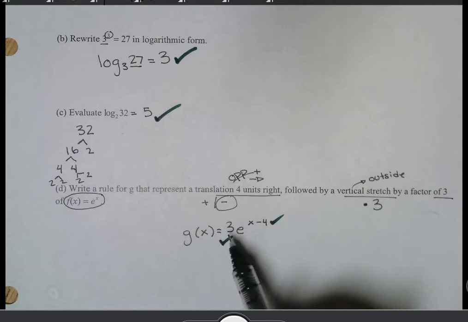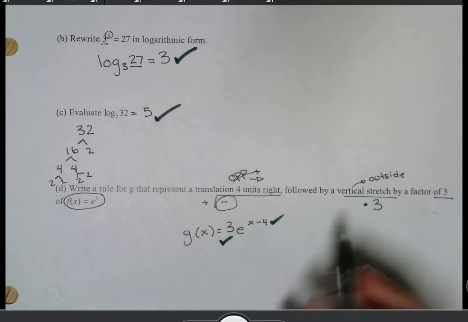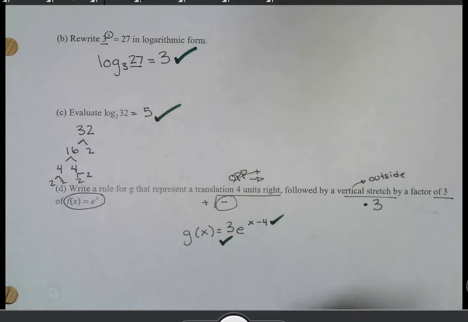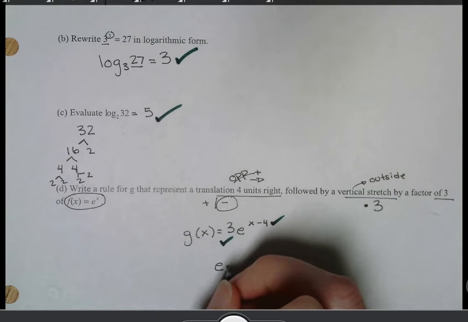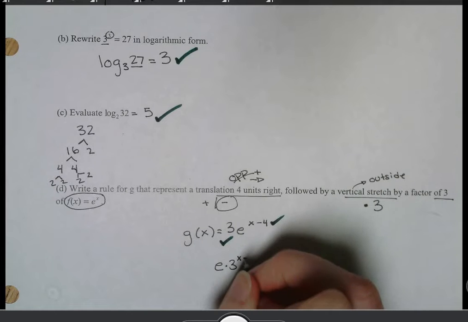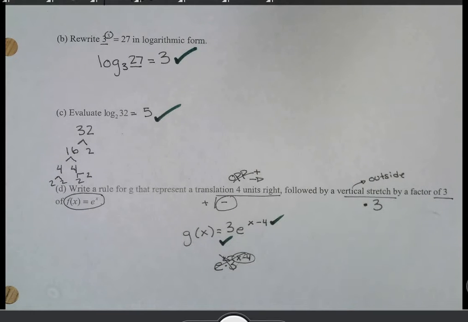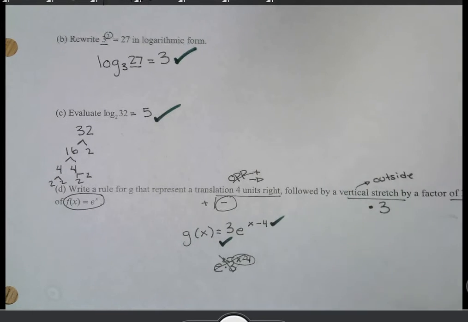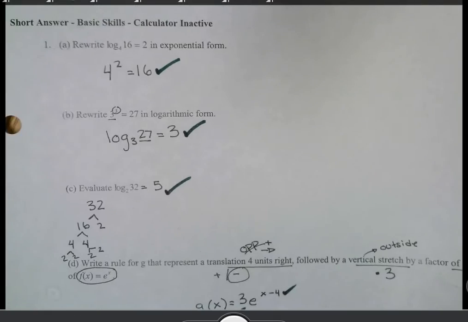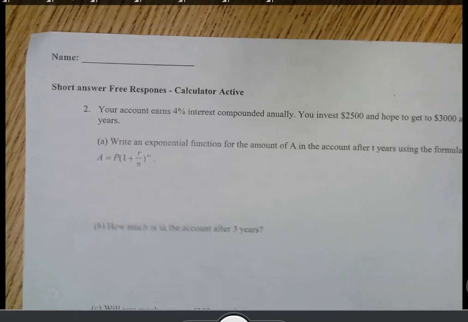Now, it has to be out in front and not up by the x. And I saw some weird things on the test. Make sure you're not doing like e times 3 to the x minus 4. That exponent isn't attached to 3, it's attached to e. Don't put it in between. Don't do that. Now, if you need more time, pause it and look through this.